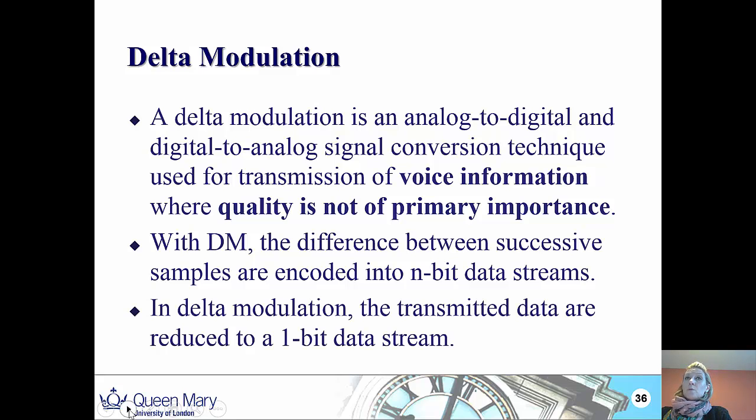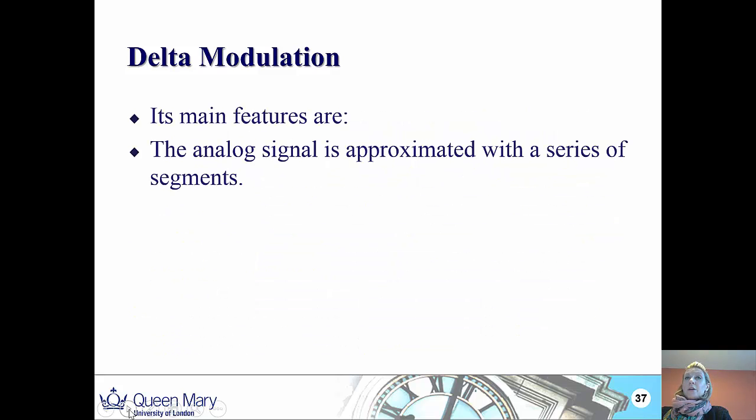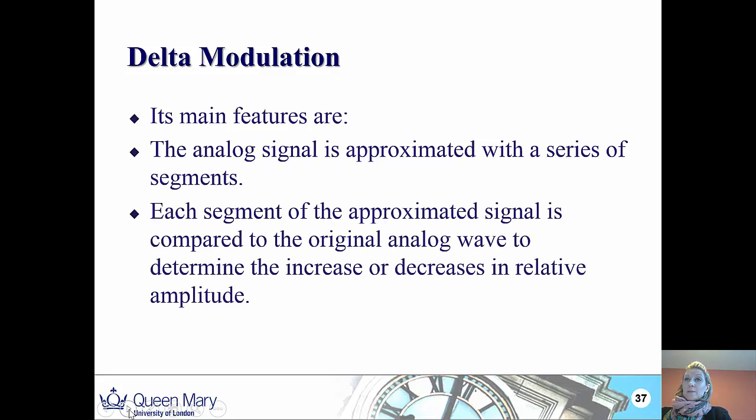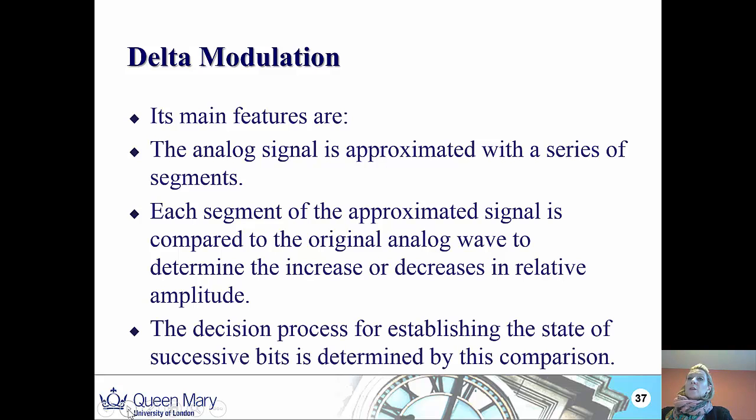Okay. So its main features are that the analog signal is approximated with a series of segments, and each segment of this approximated signal is compared to the original analog wave in order to determine whether to increase or decrease the relative amplitude. So the actual value which is sent is a measurement in relation to the previous value, whether it be an increase or a decrease. So the decision process for establishing the state of the bits which are sent is determined by this comparison.